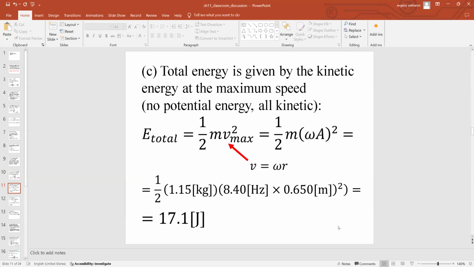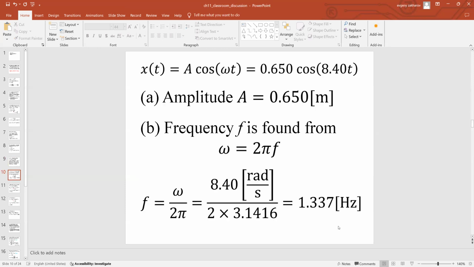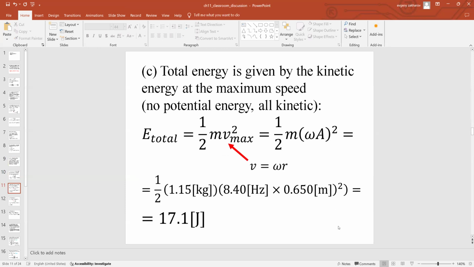And now for energy. Total energy, and the kinetic energy and potential when x is a certain value. First of all, total energy. For total energy, it's always going to be either 1/2 mv squared for equilibrium, or if you are at maximum compression or stretching, it's going to be 1/2 K A squared, the elastic potential energy.